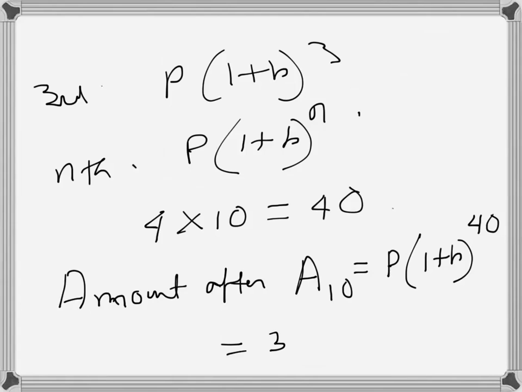So P is 3000, and this one is 1.0125 to the power 40, and this becomes $4930.86. So that will be the amount after 10 years if the interest is paid quarterly.